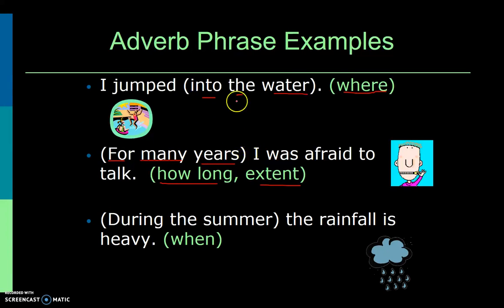And it modifies, I should go back and say, this prepositional phrase modifies jumped. This prepositional phrase modifies was afraid. So both modify verbs, jumped, not jumps. During the summer, the rainfall is heavy. During the summer is the prepositional phrase. During is the preposition, the is the modifier, and summer is the noun. And this modifies the verb is.